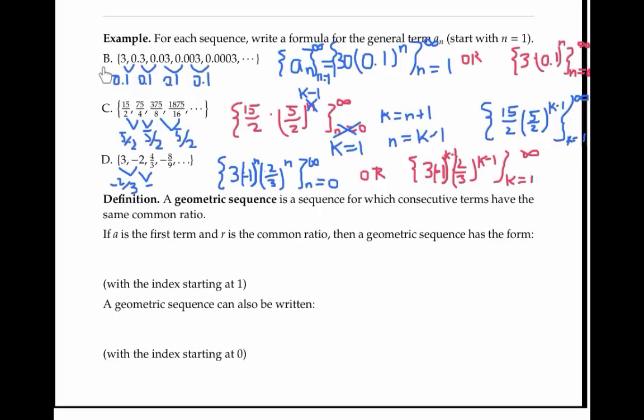These three sequences are all examples of geometric sequences, which are sequences where consecutive terms have the same common ratio. And in general, if A is the first term and R is the common ratio, then a geometric sequence can be written in the form of A times R to the n, where n starts at 0, or as A times R to the n minus 1, where n starts at 1.